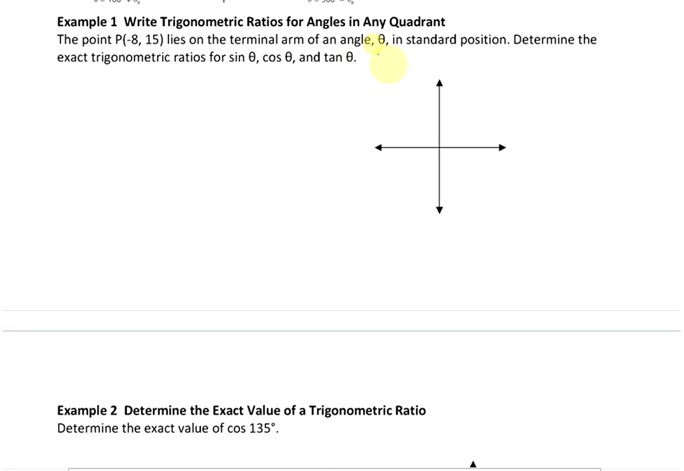Okay, so let's start one by drawing a diagram of our angle in standard position. So we know that we have a point where x is negative 8 and y is 15, so we'll estimate that it is around here. Okay, so P(-8, 15). We want to draw our angle in standard position, so we will draw in our initial arm, and then we will draw in our terminal arm and make sure it goes through your point P.